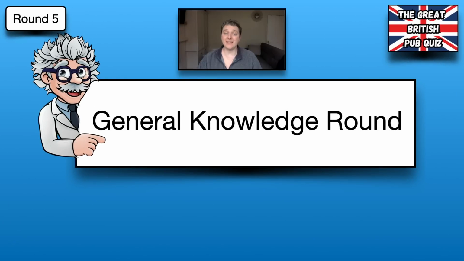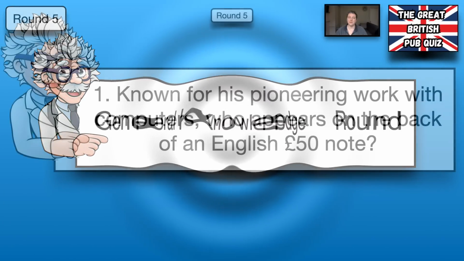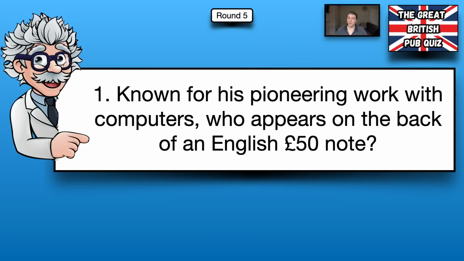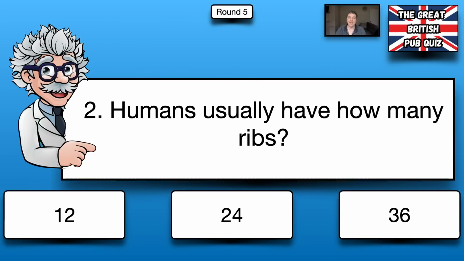So the final round is general knowledge, and there are 15 questions in this round. Number 1. Known for his pioneering work with computers, who appears on the back of an English £50 note? Number 2. Humans usually have how many ribs? 12, 24 or 36?